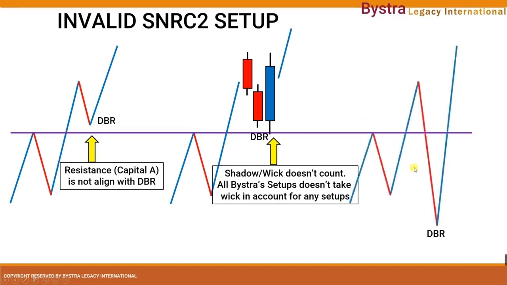Okay, and then there's another one here. Okay, you can see that this entry point drop base rally has come all the way past this previous low. Okay, you can see this clearly guys. It has come way past this previous low and continued to go up. So it broke the first resistance, it broke the second resistance as well. It did meet the SOP. However guys, once this has broken the previous low here, it doesn't count as an SNRC2 anymore.